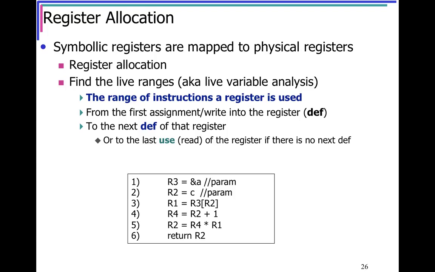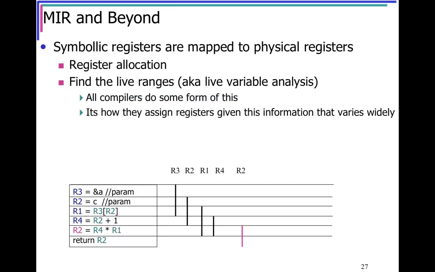We typically identify the first assignment or the write, that is the def, and that starts the range, and the range ends at the next def of that register or the last use of the register if there's no next def. So given the code at the bottom, we can identify the live ranges for each of the registers, R3, R2, R1, R4. What we do is we draw the live ranges across the instructions from the first def to the last use or to the next def, and we see where there are overlapping live ranges.